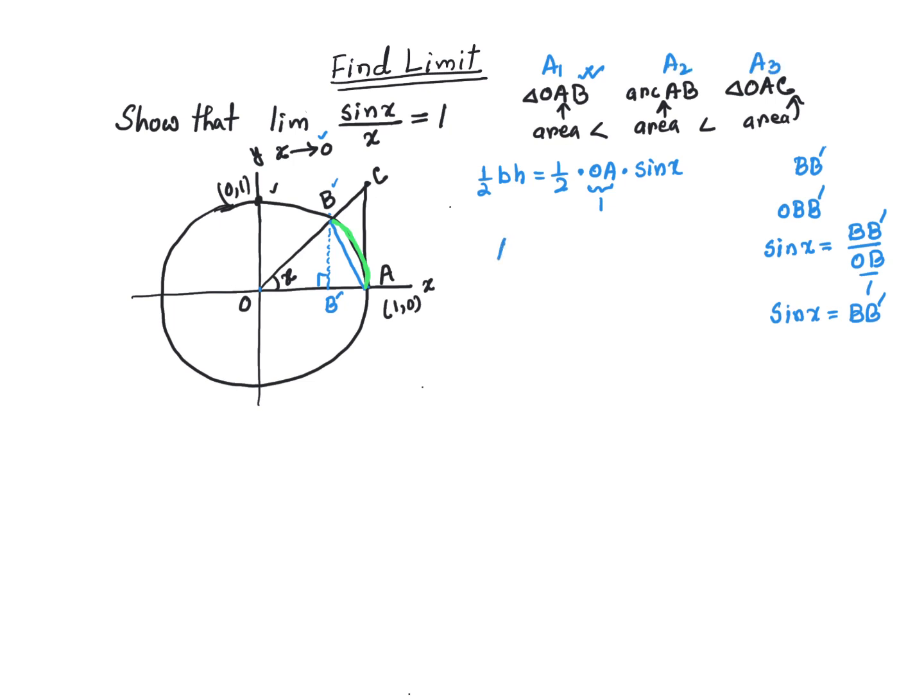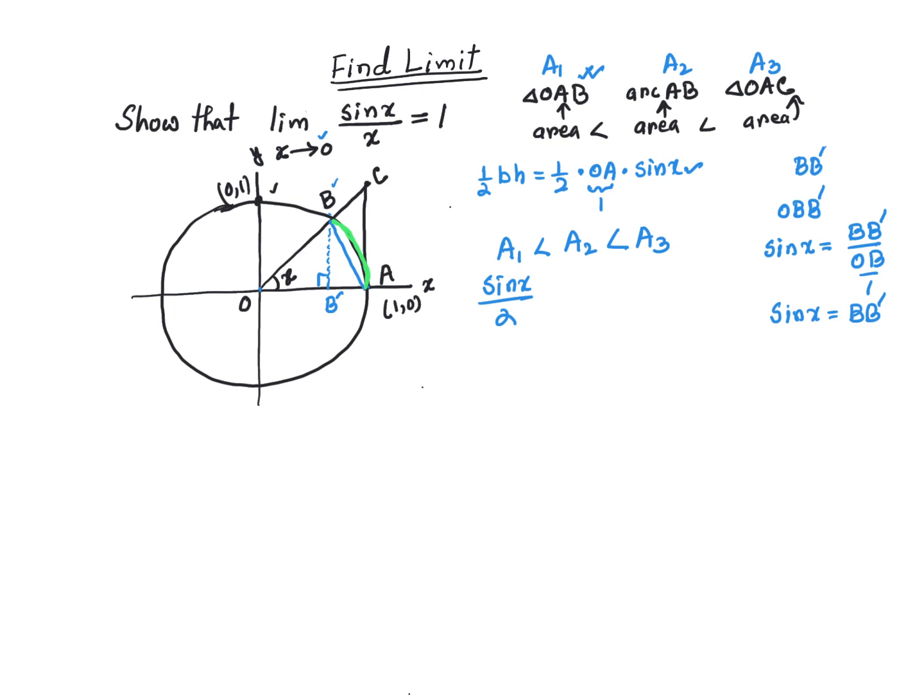So let's call these area 1, area 2, and area 3. So we know that area 1 is less than area 2, which is the pizza slice area in green boundary, less than area 3. Now, I just found that area 1 is sine x over 2, because this evaluates to sine x over 2. Now, let's find area 2.